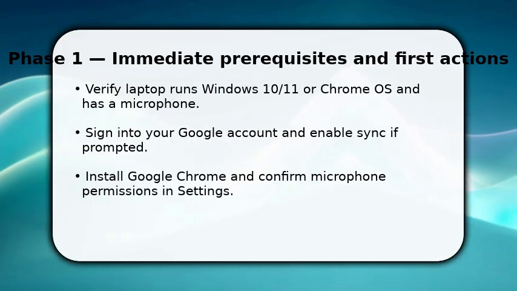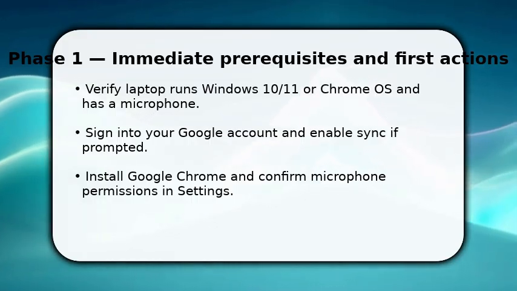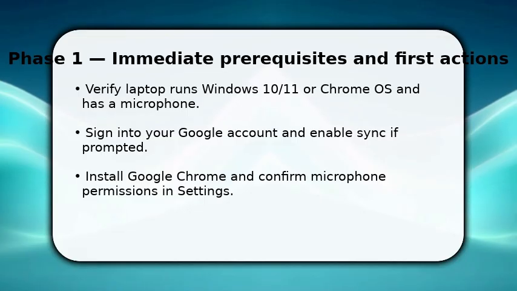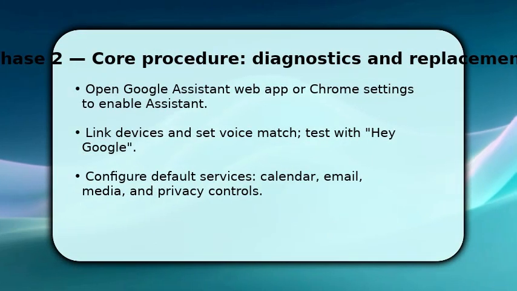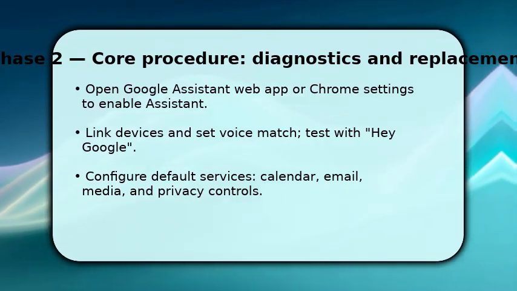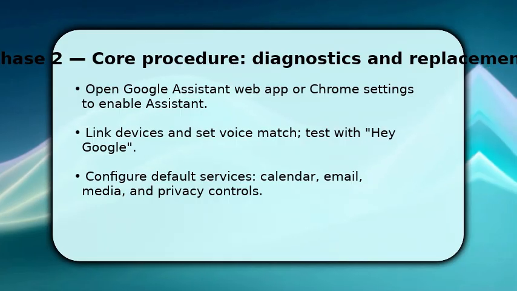If you use Chrome OS, you're already closer. On Windows, focus on Chrome and mic permissions first. Next, enable Google Assistant within the Google app or Chrome settings. You'll find an Assistant section. Turn it on. Link your laptop as a device and set up voice match so it recognizes your voice. Say, "Hey Google," to test responsiveness.